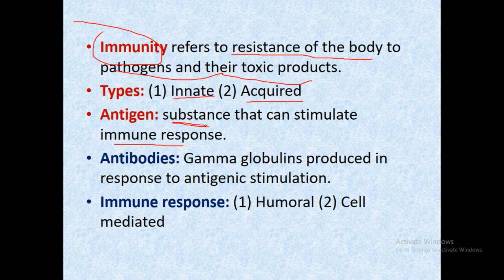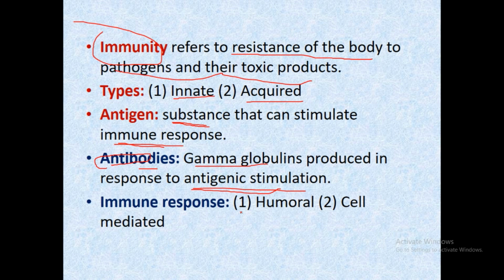Antigens are substances that can stimulate an immune response. The substance can be anything, either a foreign material or bacteria, virus, etc. Antibodies are the gamma globulins produced in response to antigenic stimulation. Whenever an antigen enters our body, it stimulates the immune response, and in response to this antigen our body releases certain types of antibodies. These antibodies are released from plasma cells.